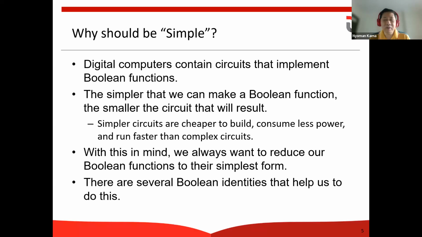Okay. So with this in mind, we always want to reduce our Boolean function. There are 2 ways to simplify: what we call the K-map or Karnaugh map, but we're going to discuss the K-map next week. Okay. Now, there are several Boolean identities that help us to do this.